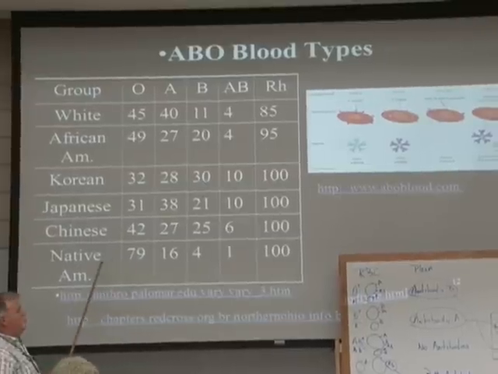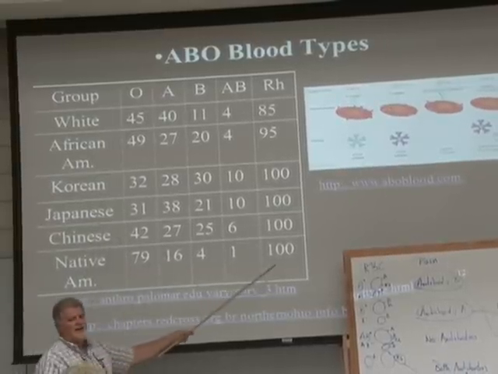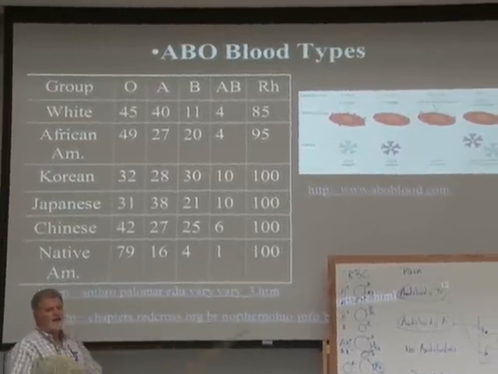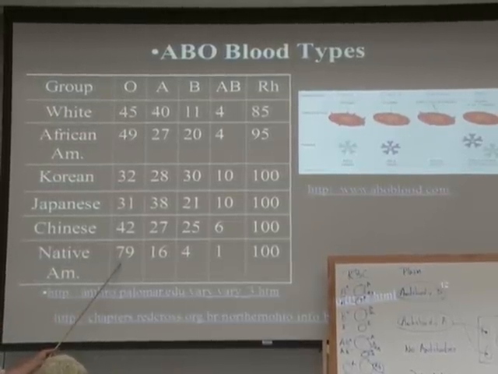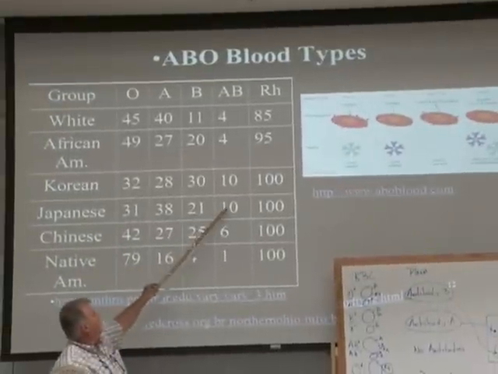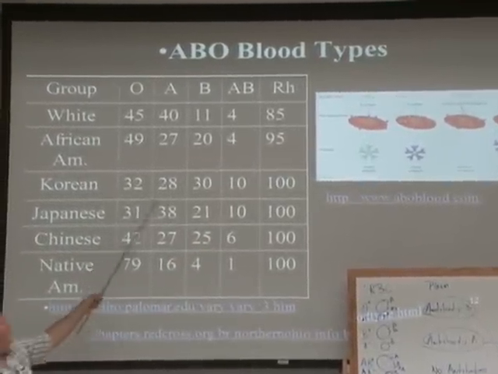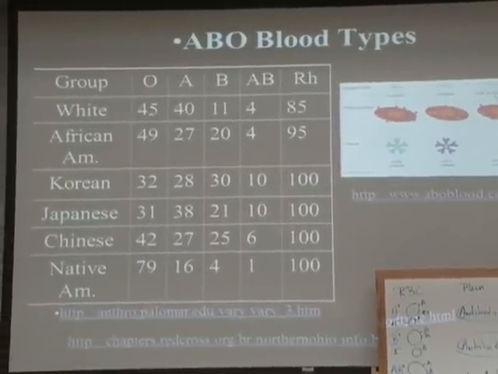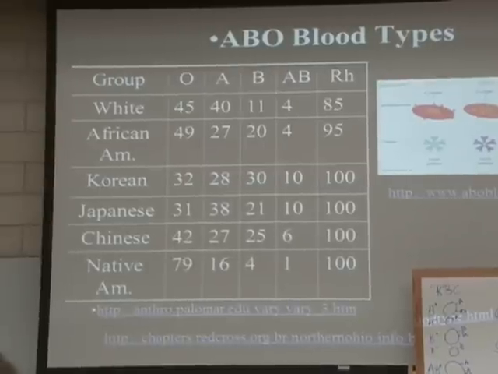So one of the things that led us to understand that Native Americans were more closely related to Asians was 100% Rh. And Native Americans, for example, are 80% O, 16% A and only about 1% Rh. And you can look at Korean and Japanese, and they have the highest AB in the population, and a more uniform distribution. So it's pretty fascinating data when you look at it. There's no positive, negative in terms of good or bad.